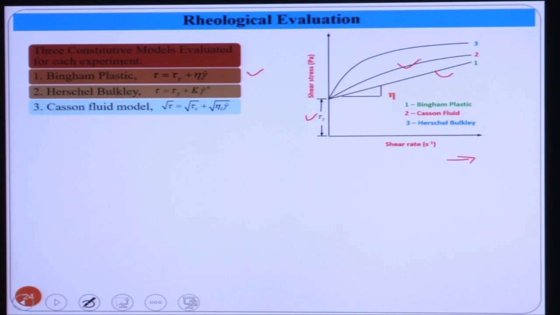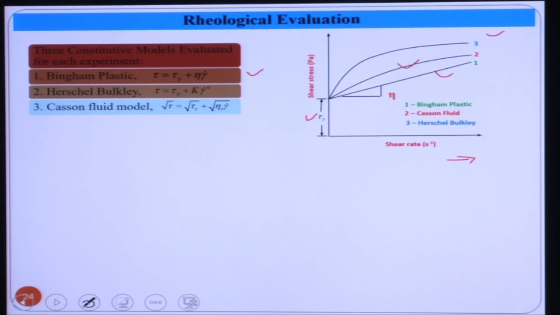The second one is the Casson fluid. This Casson fluid is represented by root tau equals root tau_c plus root of eta_c times gamma dot. Here tau is the applied shear stress and gamma dot is the shear rate. Tau_c is the yield stress and eta_c is the plastic viscosity. Also, the MR fluid can be represented by the Herschel-Bulkley fluid, which can be represented as tau equals tau_y plus k times gamma dot to the power n.